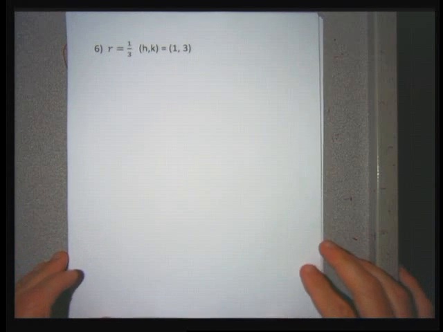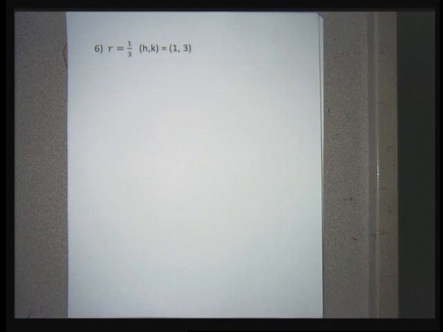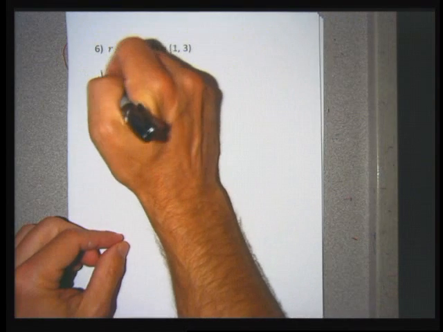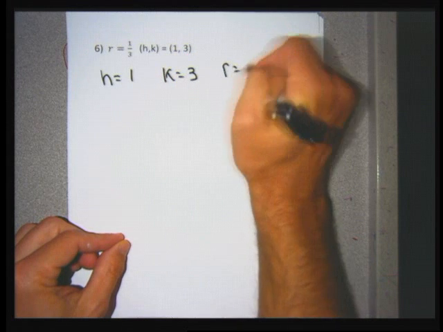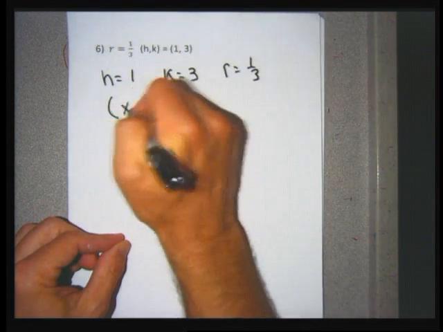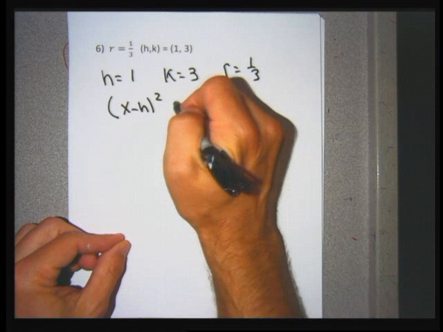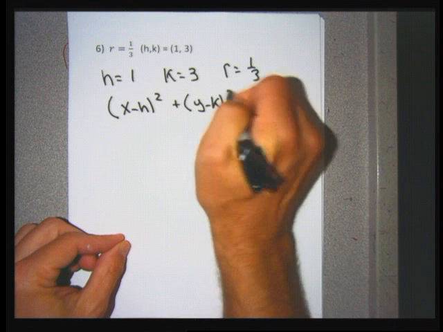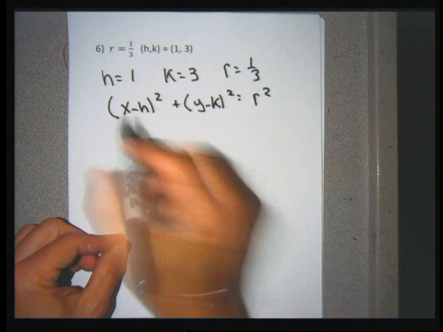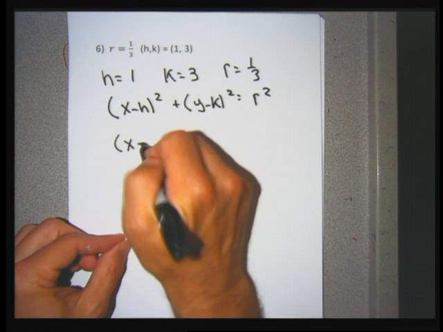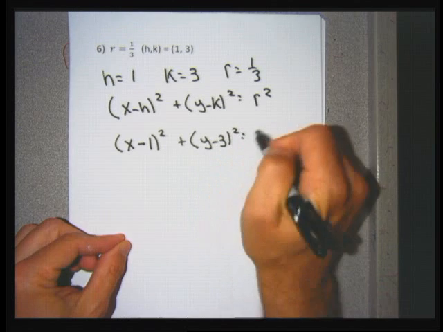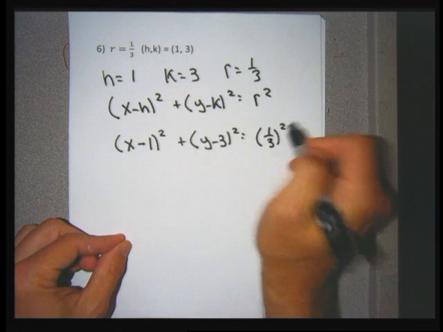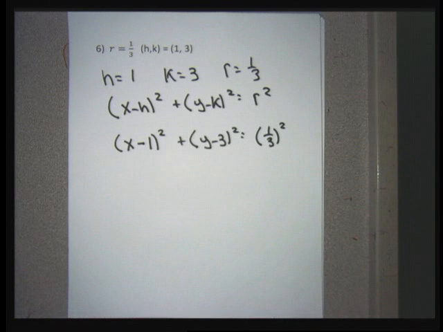6 has a sneaky radius of 1/3, and I'm just going to make for a really small circle. Same sort of deal here. I'm just going to plug h in for 1 into the formula, k for 3 into the formula, r for 1/3 into the formula, and again that formula is x minus h quantity squared plus y minus k quantity squared equals r squared. The standard form for this particular circle is going to be x minus 1 quantity squared plus y minus 3 quantity squared equals (1/3) squared, and I'm putting it in parentheses because the fraction to square it should be in parentheses.